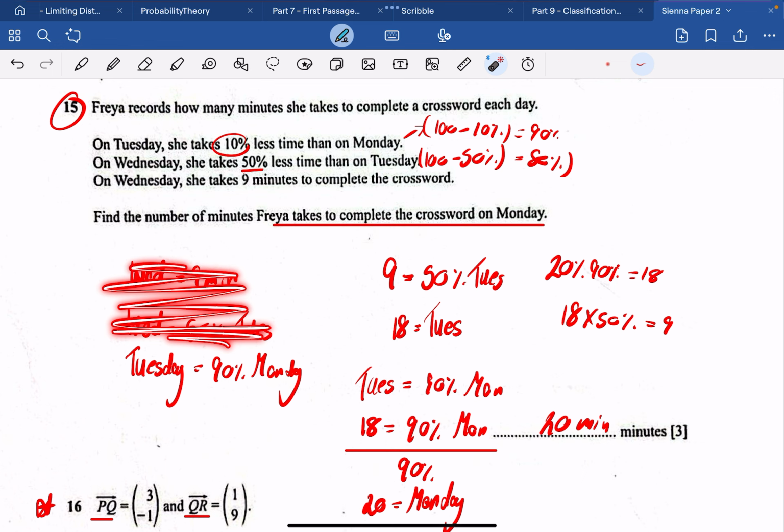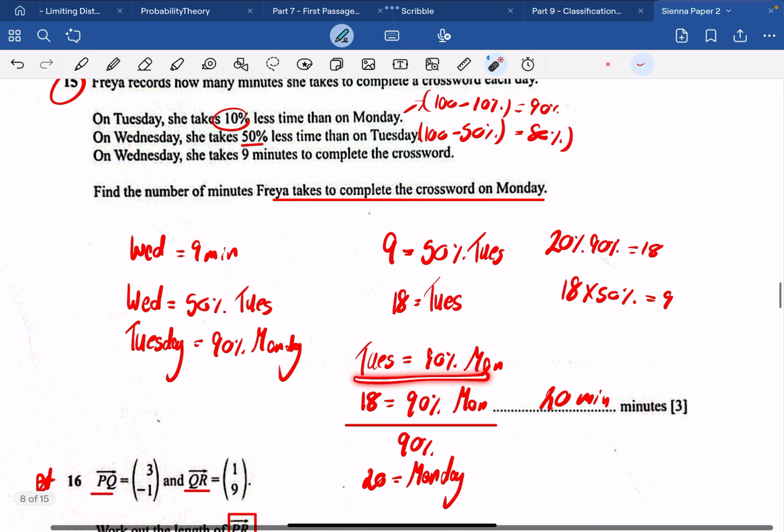Now we can forget about this bit. Tuesday is equal to 90% of Monday. It took 18 minutes on Tuesday. So 18 is equal to 90% of Monday. We divide by 90%, and then we get 20 minutes is Monday. We could test it. 20 times 90% is equal to 18, because remember, 90% is the same as 0.9, which is the same as 9 over 10.